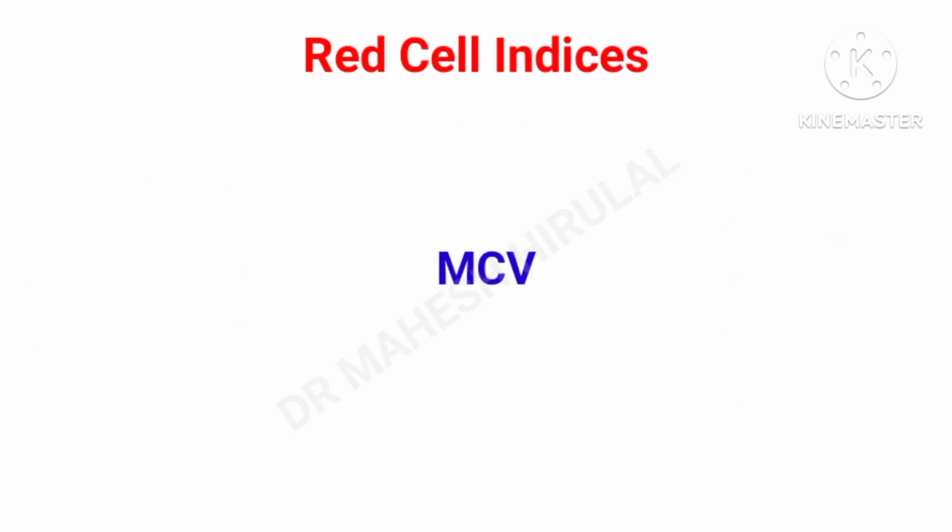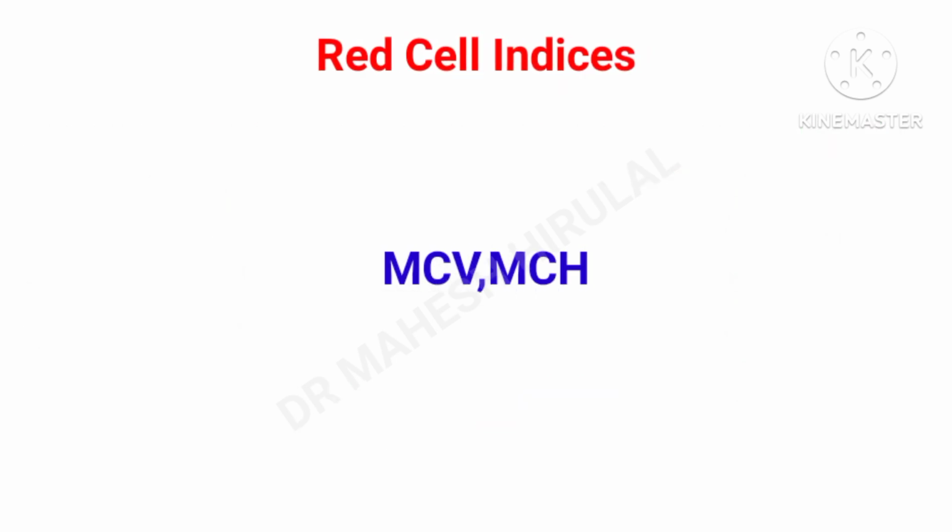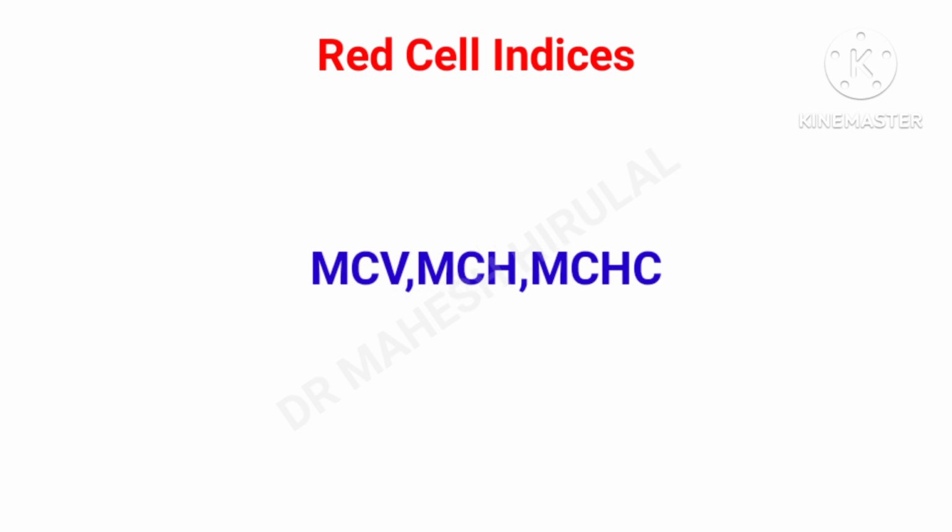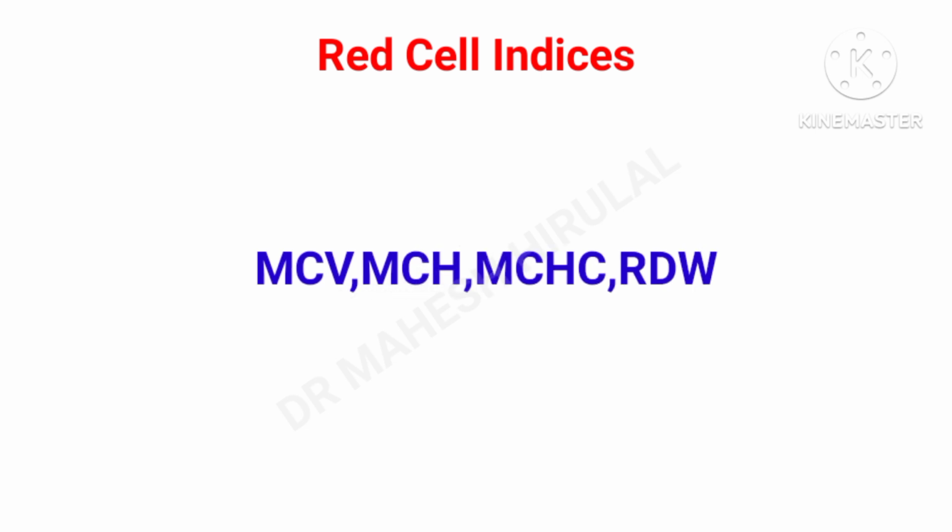Red cell indices are the most important component of CBC, which will help to pinpoint the diagnosis and give more information about the health of RBC. MCV, MCH, MCHC, and the RDW are used to make the differential diagnosis, and they classify the different disorders of the RBC.